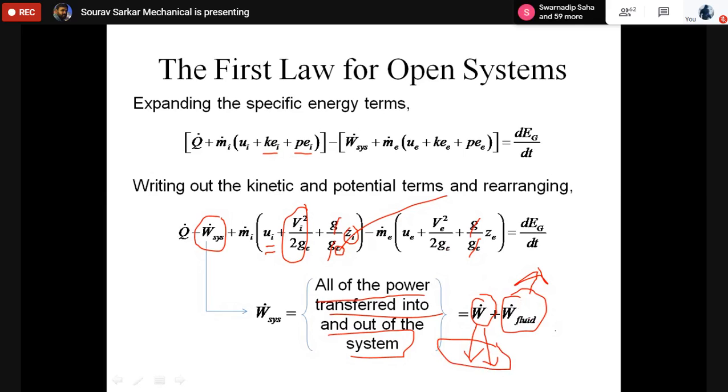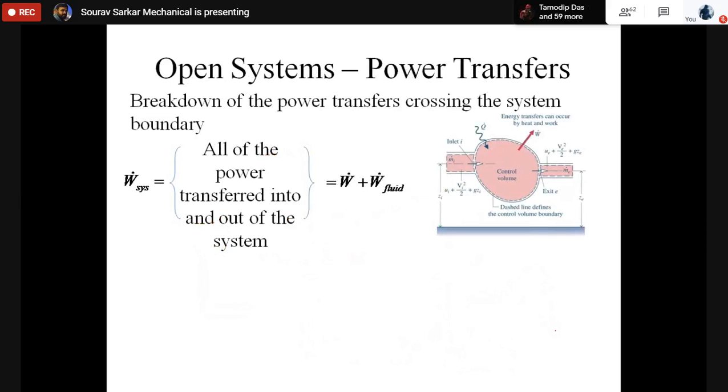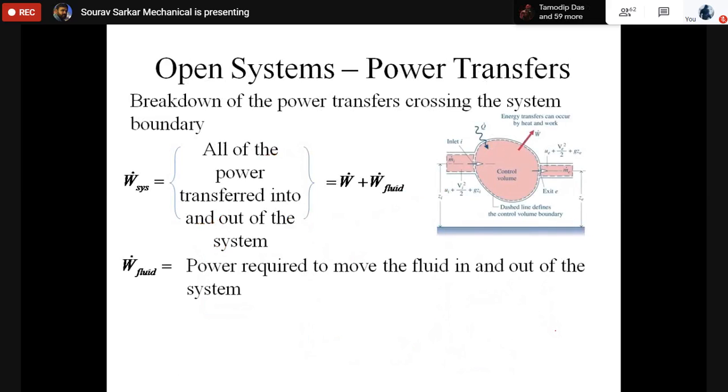Now I will explain what is called fluid work. This part is a little bit tricky, please pay attention. So now what is happening is that the fluid work is the power which is required to move the fluid in and out of the system. What do you mean by that? Whenever the mass is entering the system, what is happening?